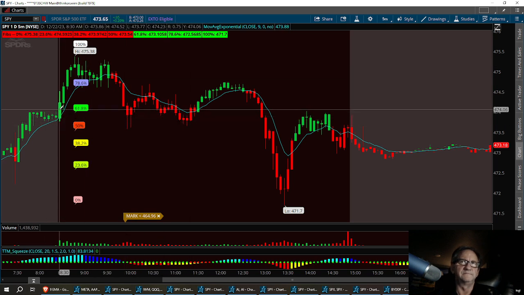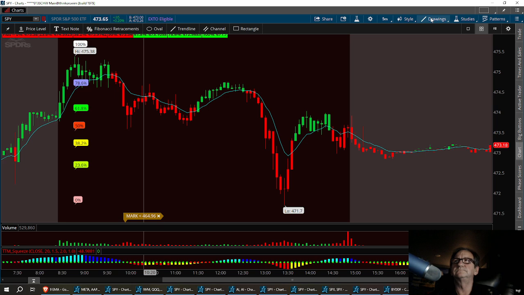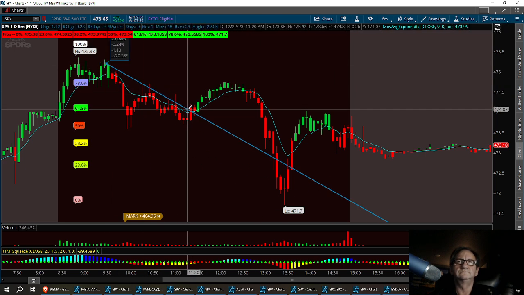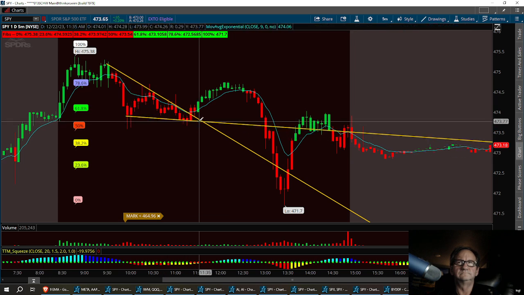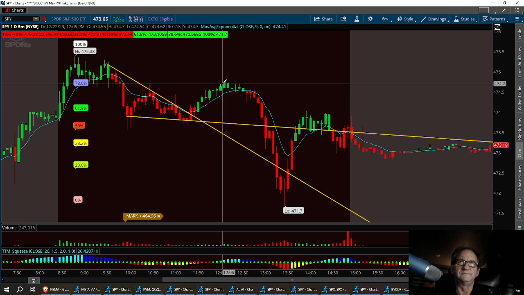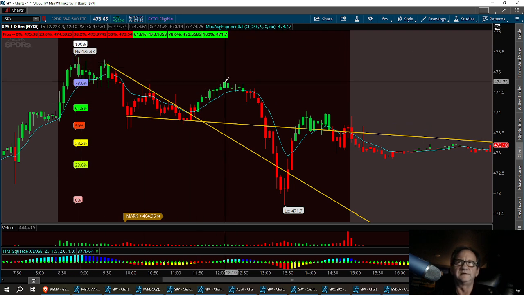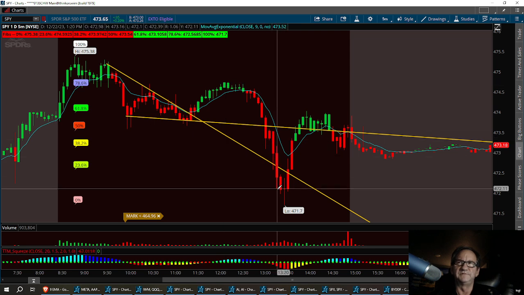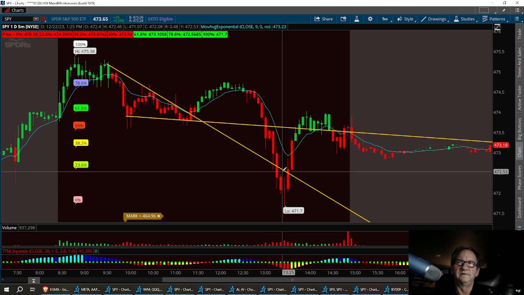So you had your 3 white soldiers. And then it came back and it created a wedge. Then once it broke out of that wedge, she had the breakout. So you had your 1, 2, 3 right here to get out of that trade, your triple top. Then she breaks down again, disrespects the 9.